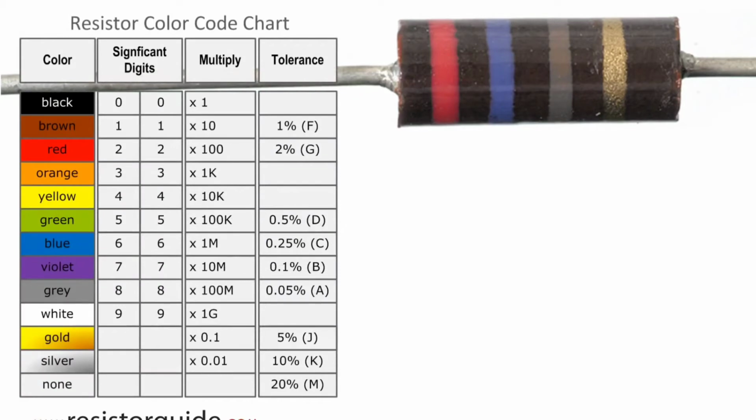You can try to memorize the meaning of each band and color, but you can also use the resistor color code chart to decipher the code. At resistorguide.com you can even find an automatic calculator to decipher the code for you.